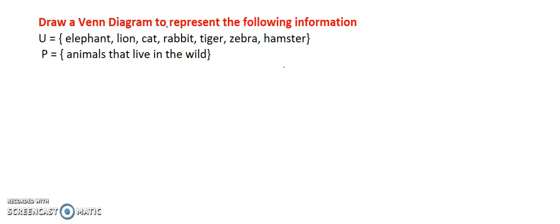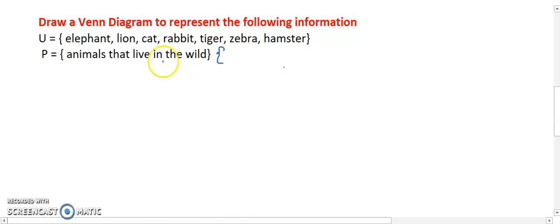Okay, so when we look at the universal set, they've already told us what the members are. But when we look at set P, they have not told us. So we have to figure out what are the members of set P. Now, remember, the members of set P have to belong to the universal set. So what are the animals that live in the wild that have been listed here in the universal set? The first one we have is elephant. My handwriting is not so good, and then we have lion.